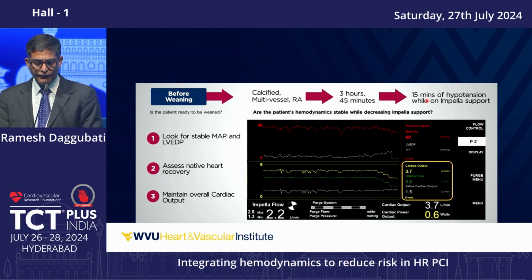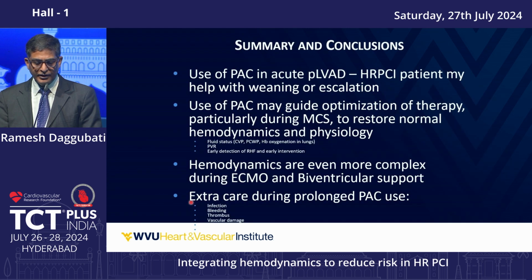And if you have hypotension, again, please do not wean quickly, maintain the Impella, and if no hypotension, you can come down to P2. Again, stable mean arterial pressure and end diastolic pressures are the most important points in favor of weaning the Impella out. I think use of PA catheters in acute patients, as we know, but in high-risk PCI patients, it might also help with the weaning or escalation of the devices. We don't have strong data to support that yet, but that's what we are collecting now.